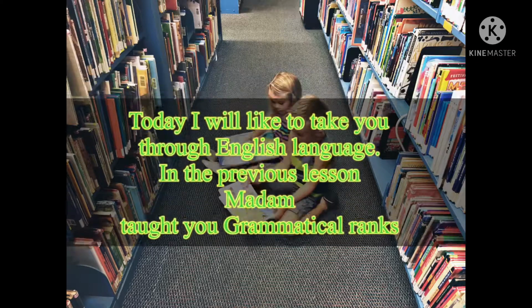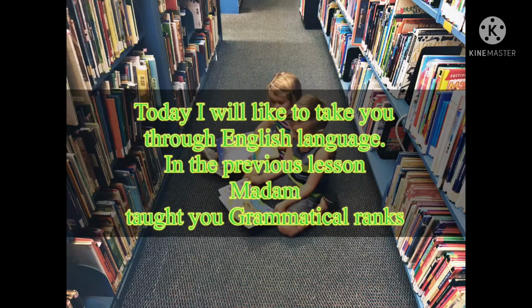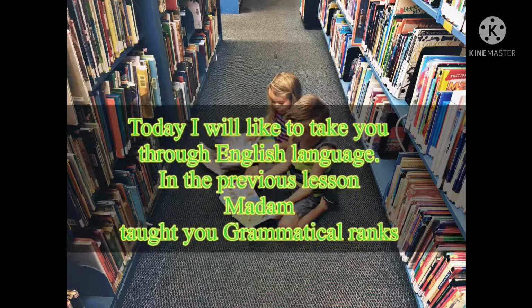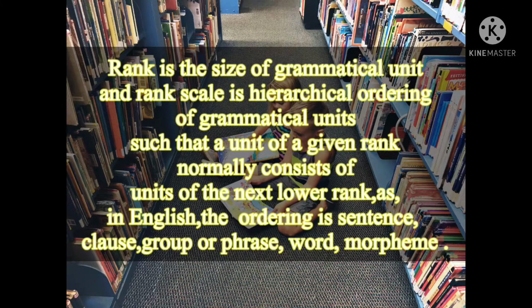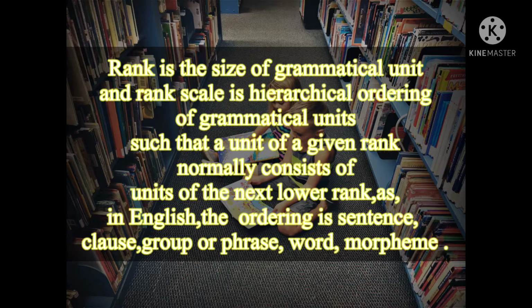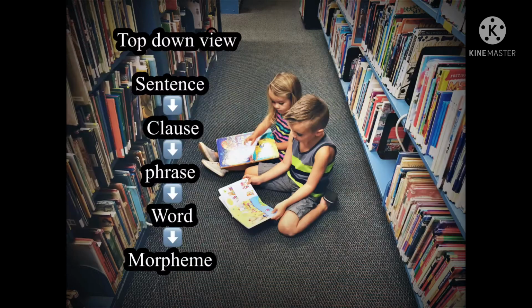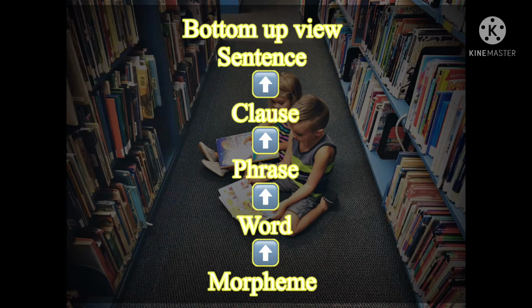In the previous lesson, Madam taught you grammatical ranks, and I would like us to revise shortly what Madam taught. Grammatical ranks was being discussed as the size of the grammatical unit, whereby the hierarchical ordering or the arrangement of grammatical units is referred to as the what? The rank scale. The rank scale consists of the top-down view and the bottom-up view, where the top-down view consists of sentence, clause, phrase, word, and what? Morpheme. The bottom-up view is from the lowest to the highest, and is also called the constituent relationship.